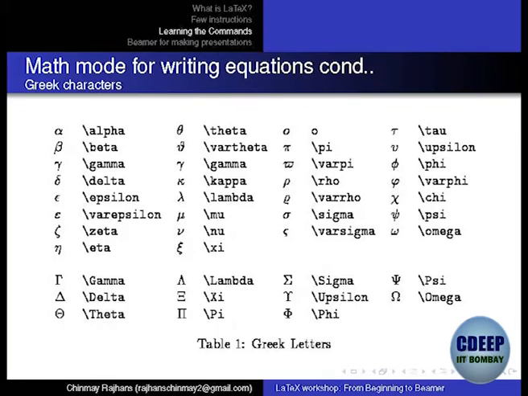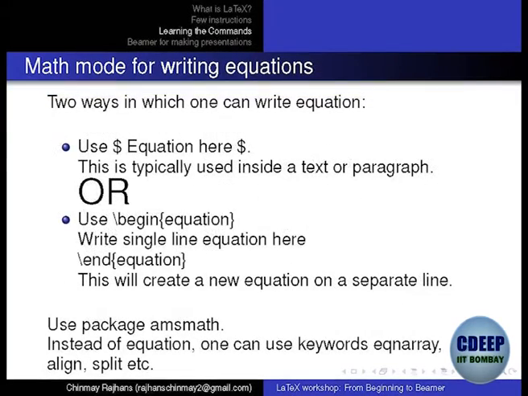Try any of them. One difference I forgot to tell in these two modes: when you use a dollar sign, that is generally used when you are writing something within a text. Within a text you are writing about variables or any small equations, that time you use this dollar, that is like a quick math mode. So you just enable it and disable it. It will come on the same line with the same font.